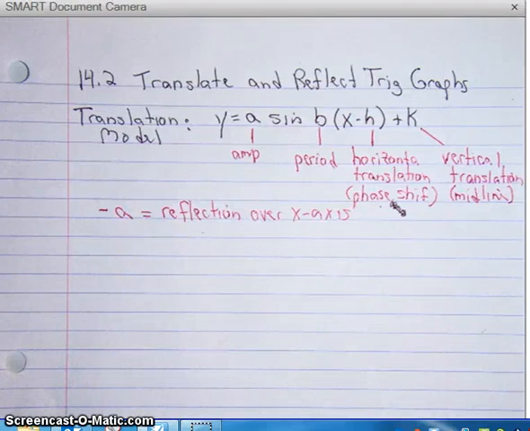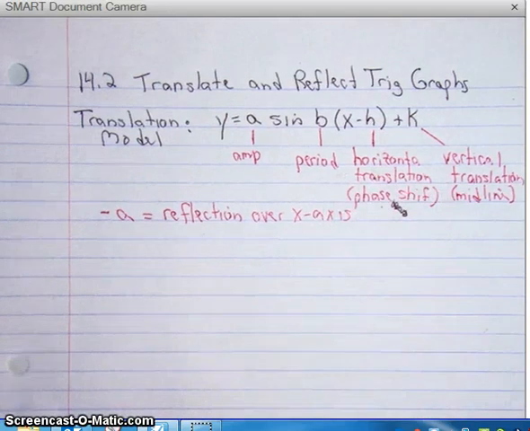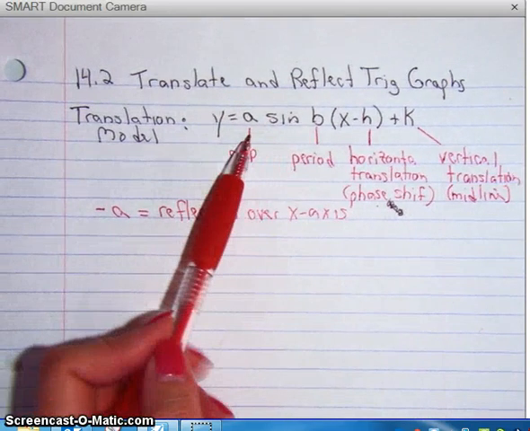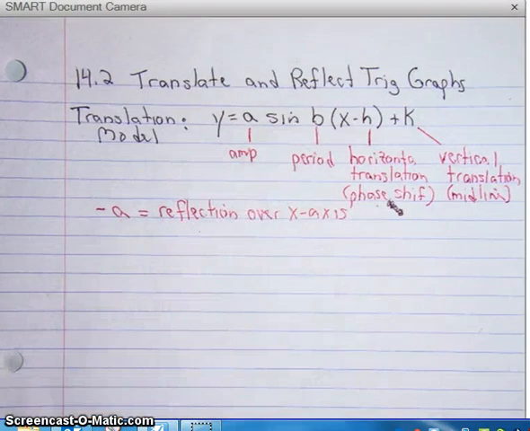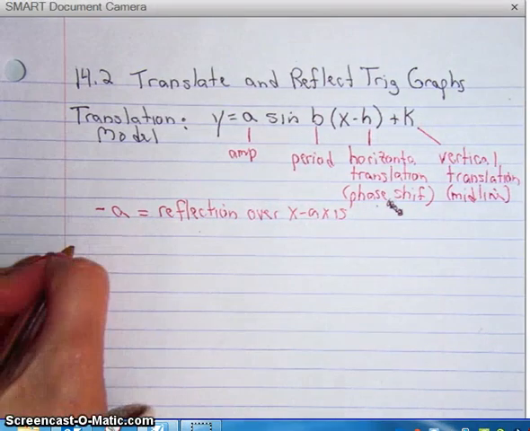We'll talk about what the midline is. Okay? Now, just because we have translations, does that mean we're not going to mess with the amplitude and we're not going to mess with the period? No. We're going to mess with everything today. Okay? So it's all going to happen. All right, off we go.